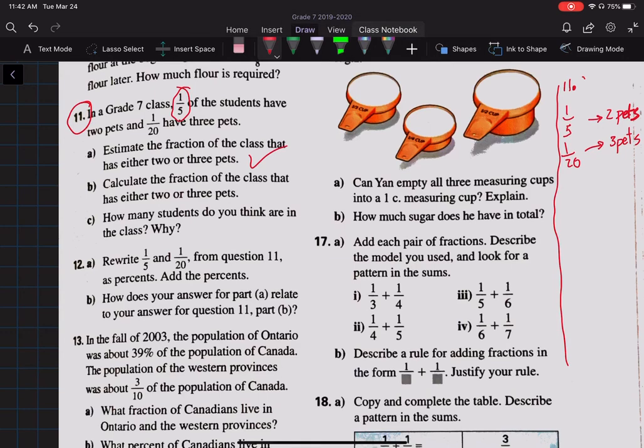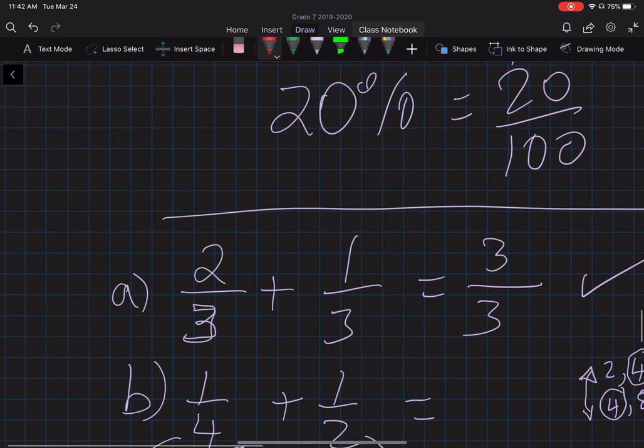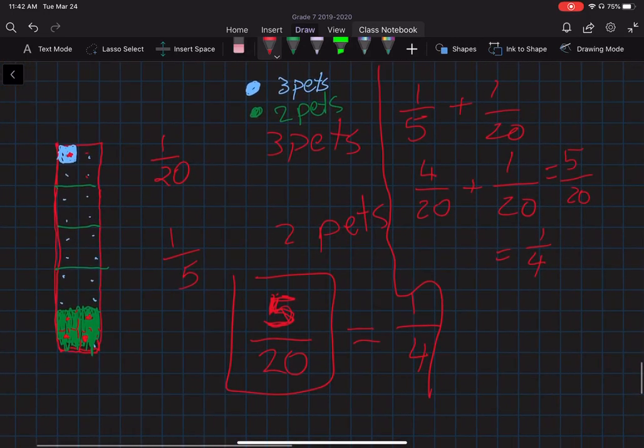And then in part B, you're going to try to find out, just like we did right now, whether this prediction is correct or not. And how many students do you think are in the class and why? This could be 20 students in the class, or it could be multiples of 20. Any number that is divisible by 4 is going to work, because if it's not divisible by 4, a quarter of it is not going to be a whole number.